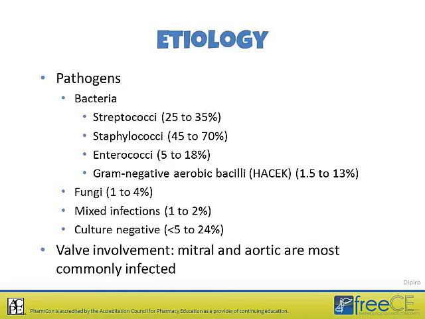Streptococci account for about 25 to 35%. Staphylococci species account for 45 to 70%. So thinking about things like Staph aureus as well as Staph epidermidis. Enterococci are a slightly lower number, 5 to 18%, and then there is a small percentage that can have gram-negative aerobic bacilli that are causing their endocarditis. And the specific organisms which are laid out in that acronym for you are spelled out on the next slide. We won't spend a lot of time going over those because they are not as common as our gram-positive pathogens.